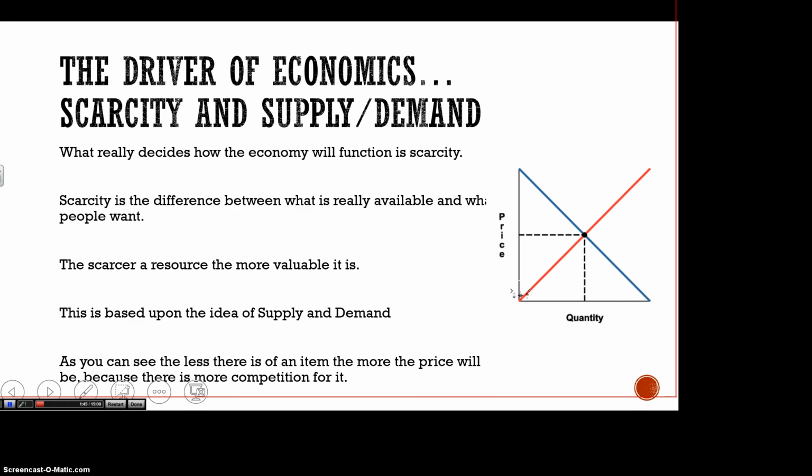So the driver of economics is really this thing called scarcity. And what scarcity really decides is how the economy will function. Scarcity is the difference between what really is available and what people want.